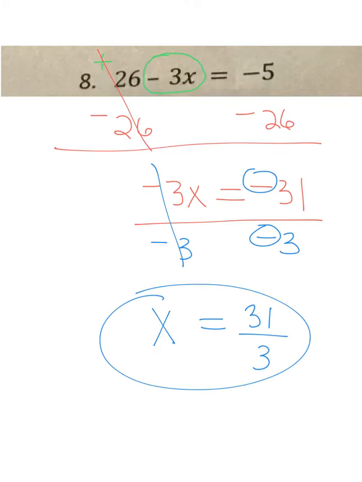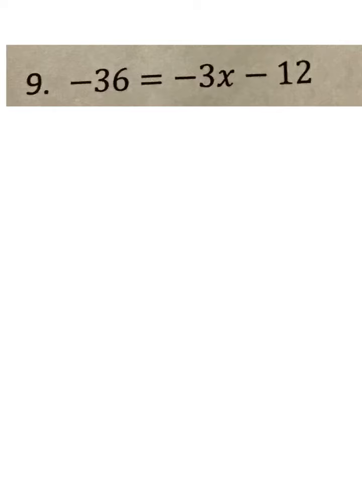All right, problem number 9. Again, I like to circle the variable with the sign, because that means I know I need to mess with that side. I need to get that x by itself. So if I look at this minus 12, I'm going to add 12 to both sides. I want to get rid of what's with the x. So I'm going to add 12 here.